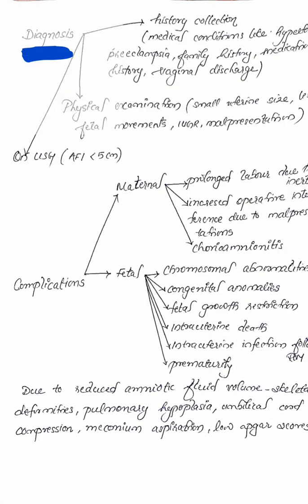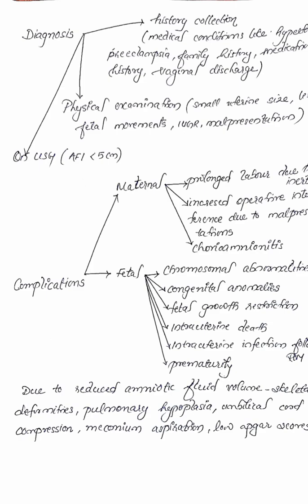Next, for the diagnosis, what should we ask the patient? We should first have a detailed history collection. We should know the maternal conditions like hypertension or preeclampsia, any family history of conditions, any allergic or medication history, and any PV leaking. So we should ask about the vaginal discharge, when she is feeling the discharge, as well as the color and the smell of the discharge. So we should first have a thorough, detailed history collection.